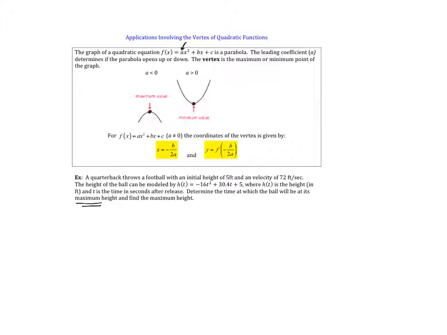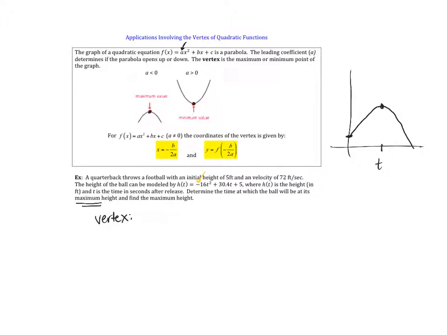Here, notice we've got a leading coefficient that's negative, which makes sense because if you throw a ball starting at 5 feet, it's going to go up, up, up, and then it is going to come back down because we're on Earth and gravity is affecting it. So it's always going to come back down. So if we want to know the time when the ball has its maximum height, that's what we're being asked to find, and that's a vertex question.